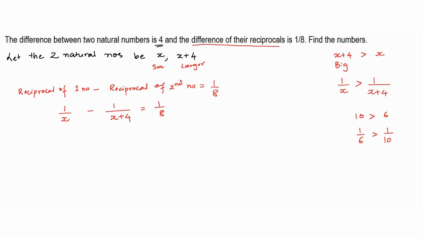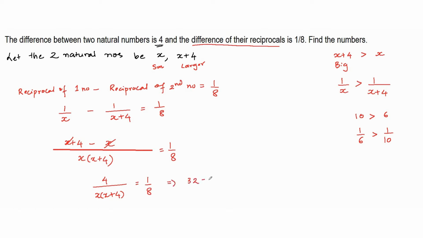So now if we have to solve this particular quadratic equation, we first have to take the LCM. The LCM of x and x plus 4 is x multiplied by x plus 4. The numerator becomes x plus 4 minus x, which is equal to 1 by 8. x cancels and therefore 4 upon x into x plus 4 is equal to 1 by 8. So cross multiplying, I get 32 is equal to x square plus 4x, or the quadratic equation that I should be solving now is x square plus 4x minus 32 is equal to 0.